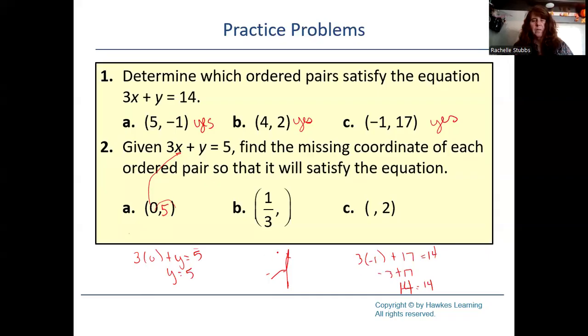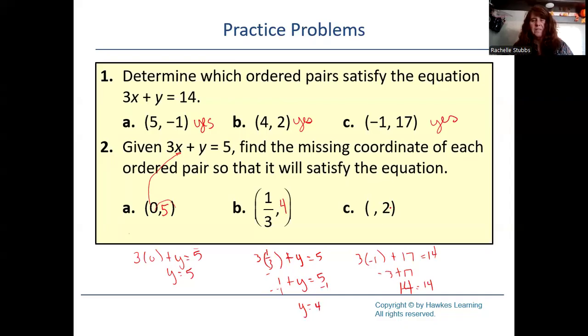Now I'll do this one. 3 times 1/3 plus y equals 5. Well, 3 times 1/3 is 1, so 1 plus y equals 5. Subtract 1 from each side, and I get y equals 4.